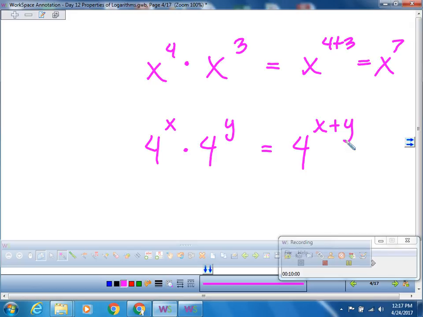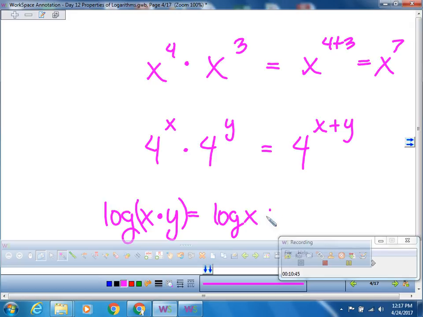Exactly. So logarithms are exponents, right? So what if I had this? If I have this, logarithms are exponents, correct? So I have an exponent and another exponent. So this is called the product property. I can actually split this into two different logs. So what this equals is log of x plus log of y. So when you see a product, it turns into addition.